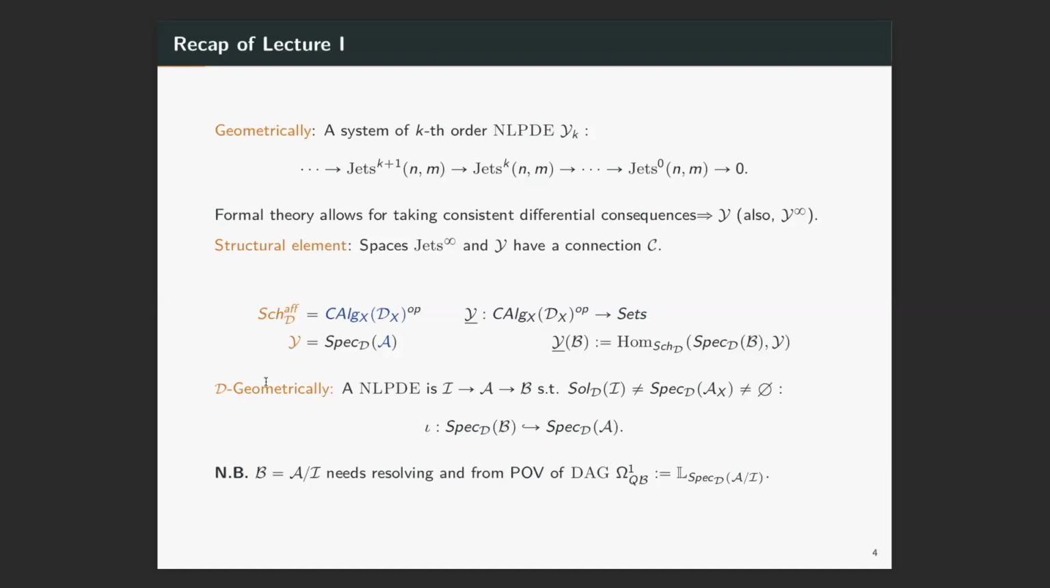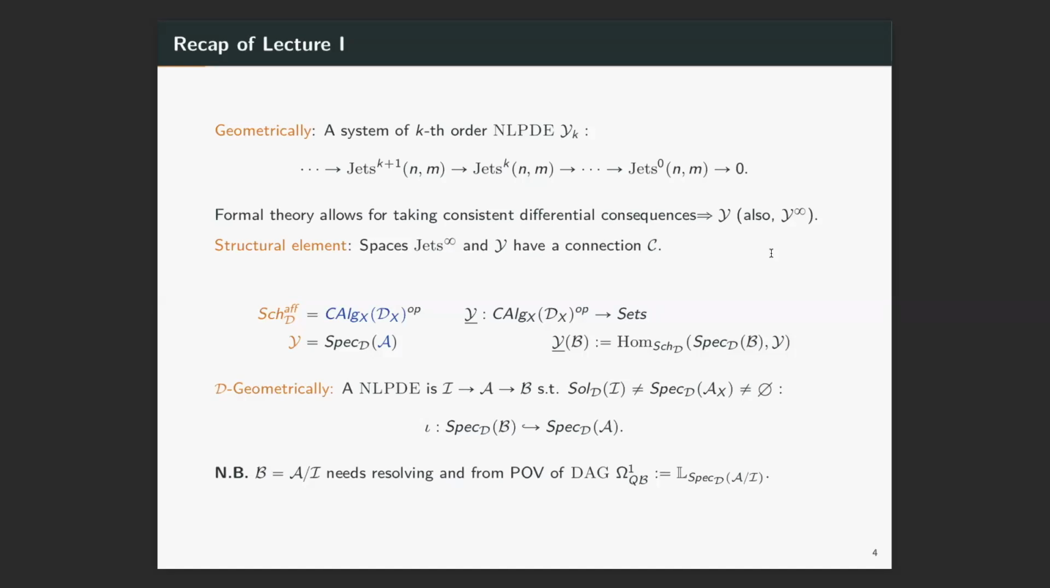So a D-geometric nonlinear PDE, remember, was a sequence like this, I, A, B. And I is going to be some D ideal sheaf, so it's stable under the action of differential operators. And we wanted the solution spaces for them to not take up the whole solution space, so they're just not trivial. And then we don't want them to be empty, so that they're consistent as well.